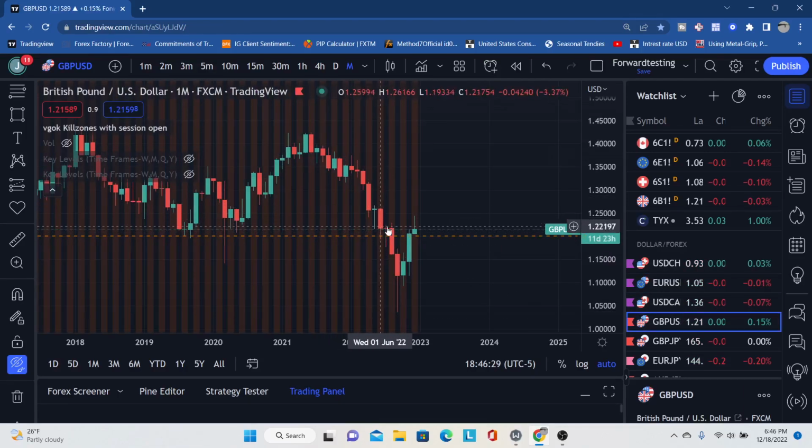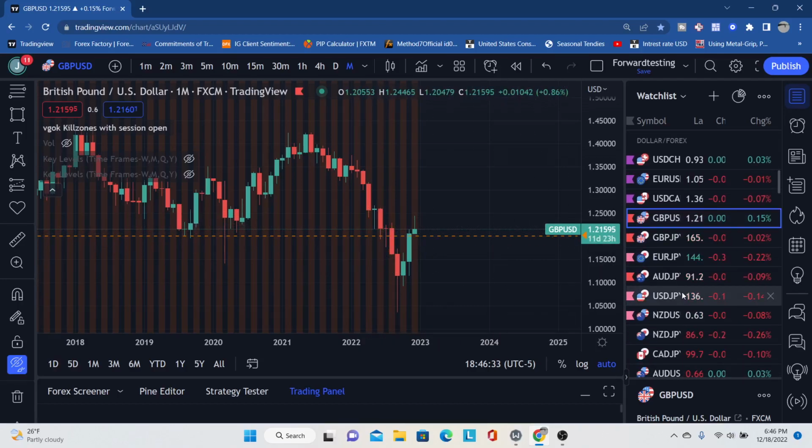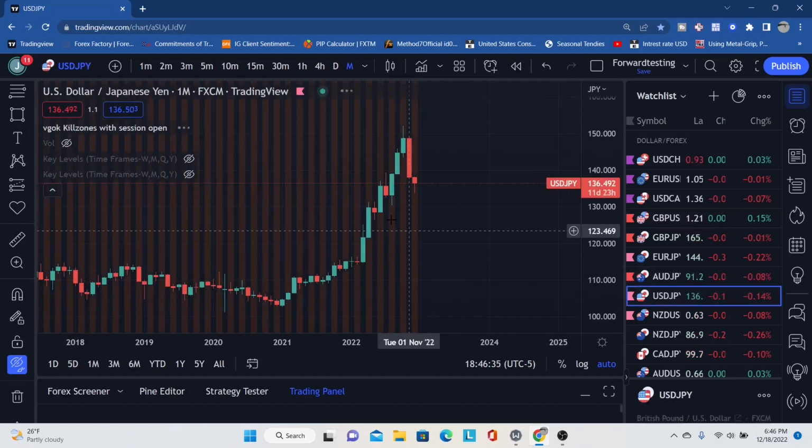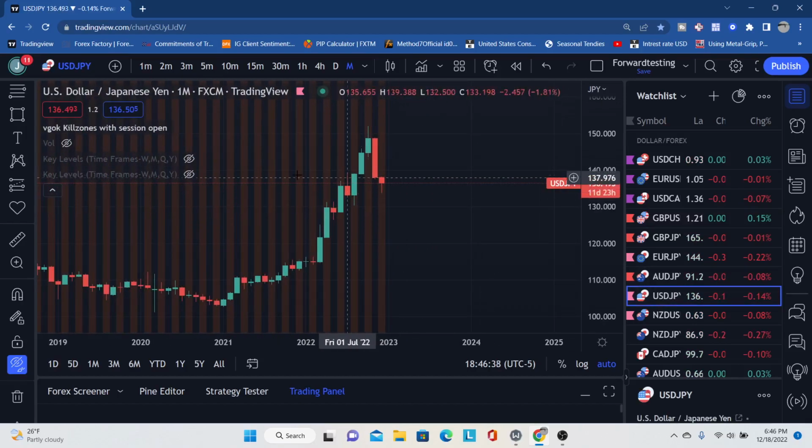GBP again reaching this key monthly supply zone. And the kind of general trend, UJ, is that we are reaching some monthly demand on the dollar and supply on all other currencies.